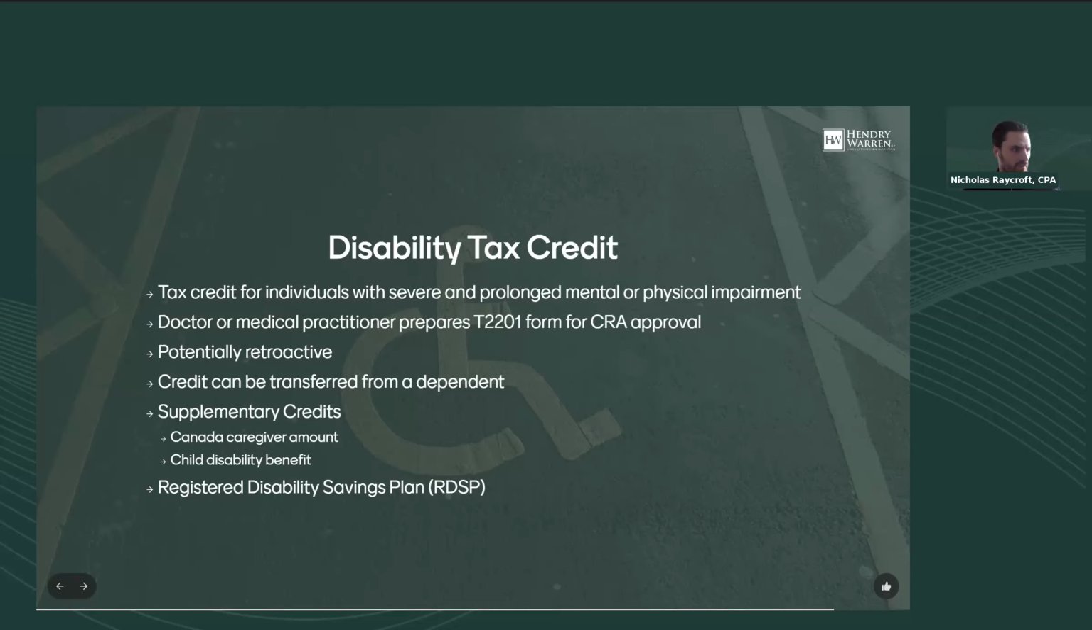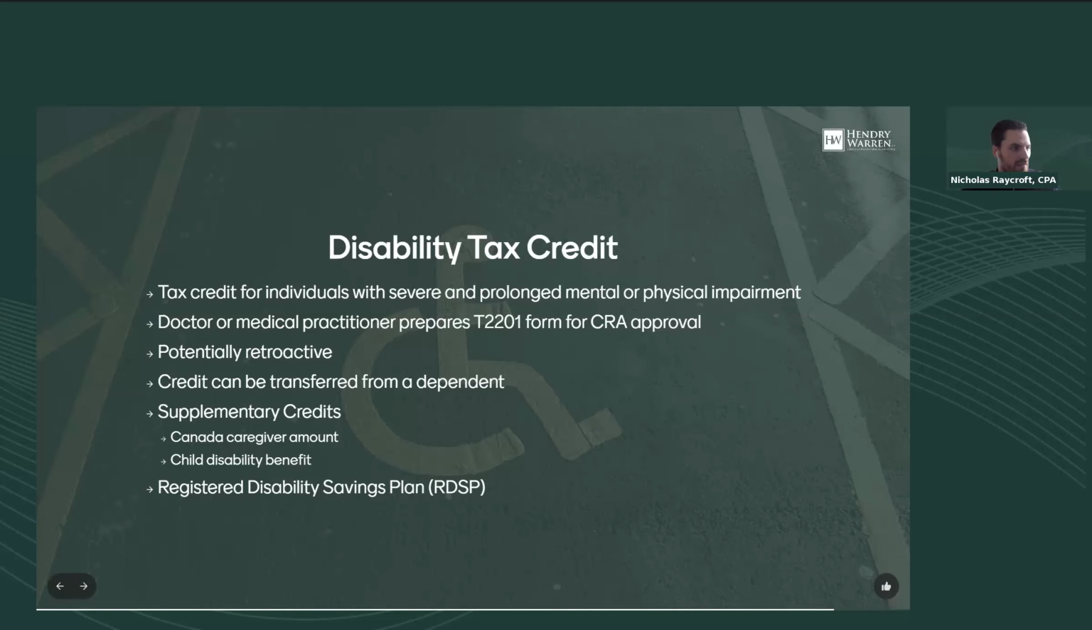There are a couple additional supplementary credits that are available. The first, the Canada Caregiver amount, is another credit that, to be eligible for, the individual must be eligible for the disability tax credit, and that looks at when an individual is taking care of someone, or living with someone, with the disability tax credit. There's also the child disability benefit, which is an additional amount that someone might receive if they're eligible for the Canada Child Benefit amount.